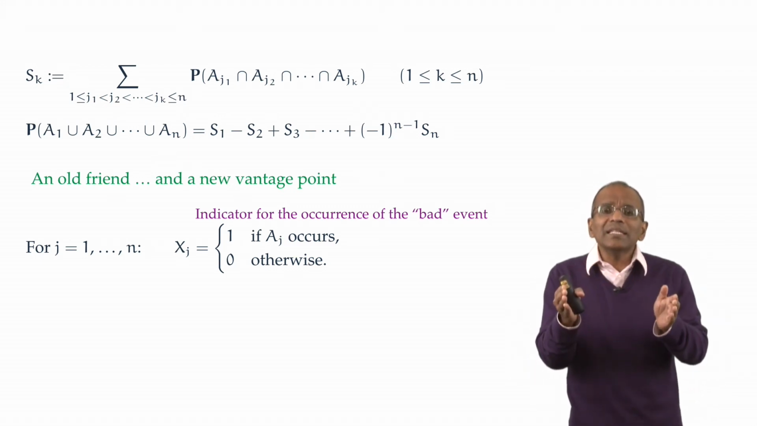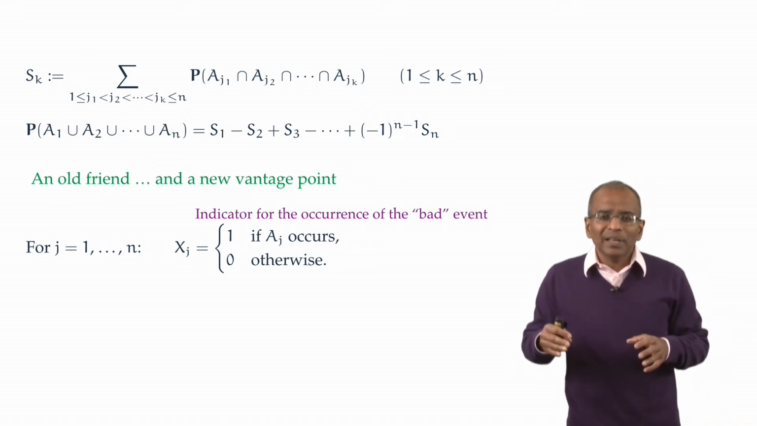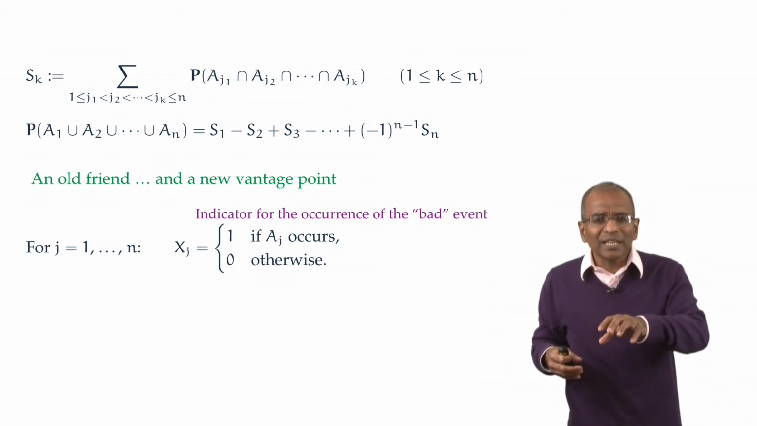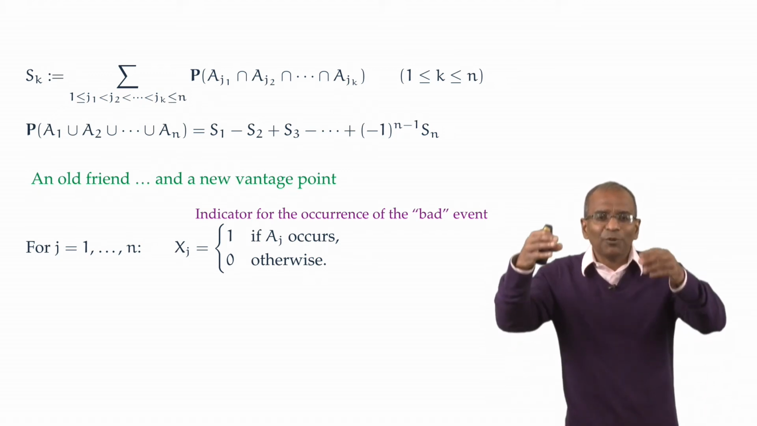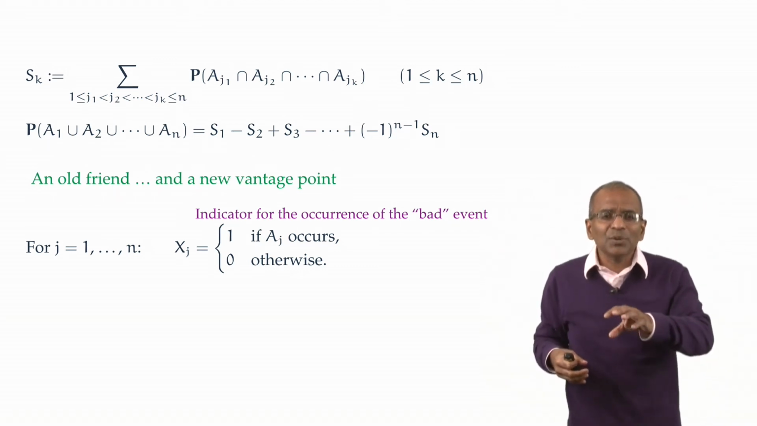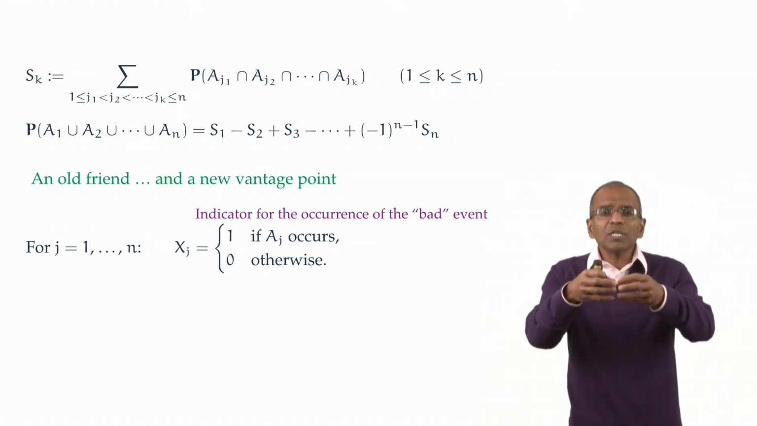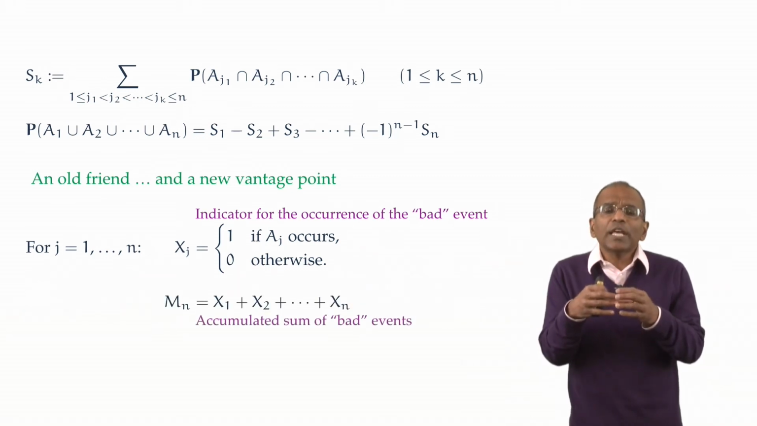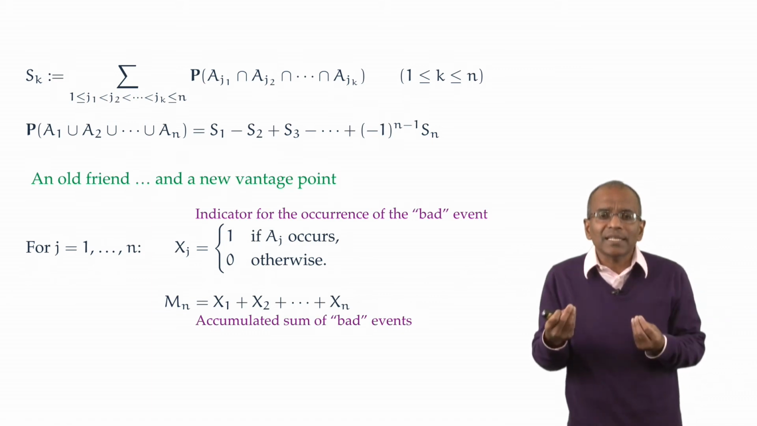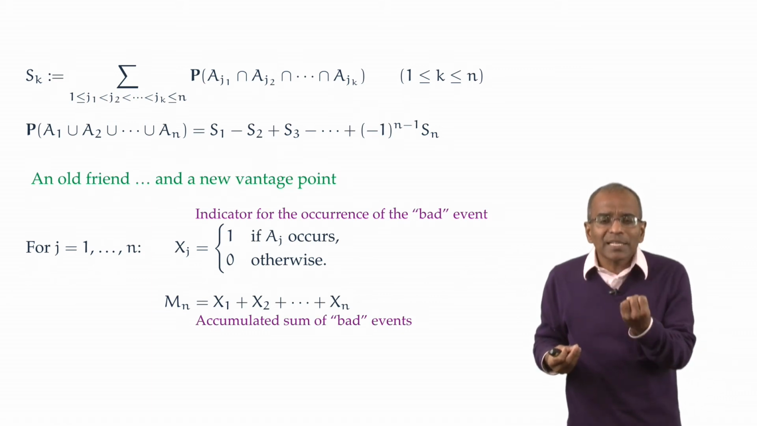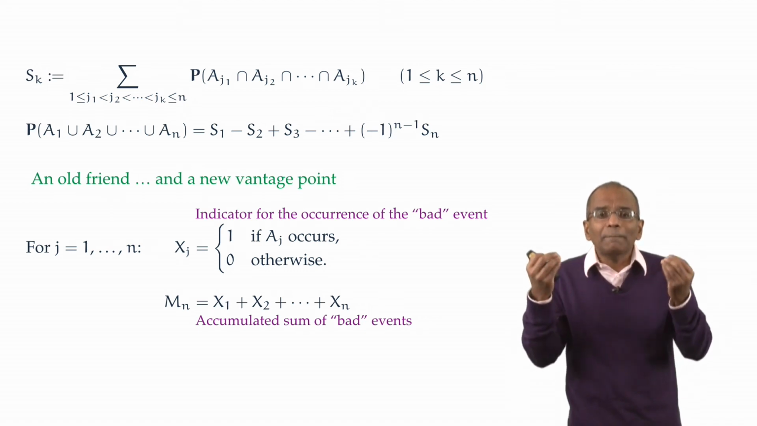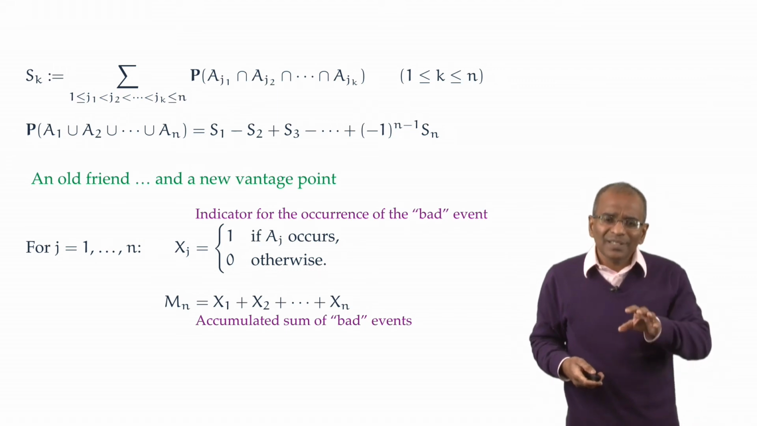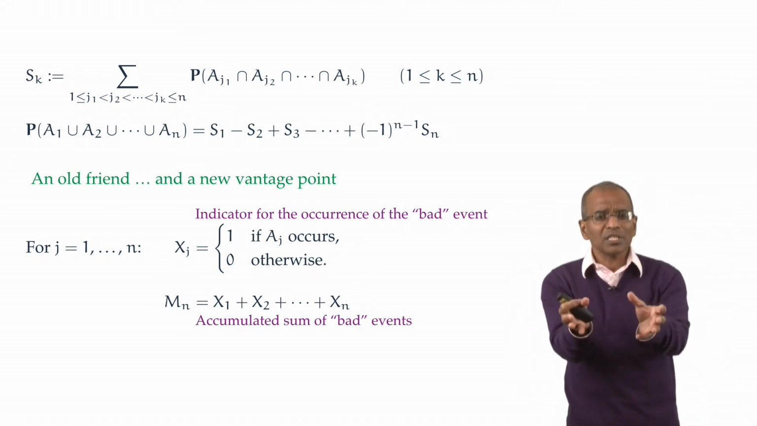Suppose we add the indicators x1 through xn. I would love to give this sum a name, S, but S is already spoken for. We used S_k for these sums of these conjunction probabilities. So let's introduce a new notation. Let's call this partial sum of x1 through xn M sub n. This stands for the accumulated sum of these indicators. In words, Mn tells us how many of the bad events occurred when the experiment was performed. Excellent. Now we've just recast the problem in a new light.